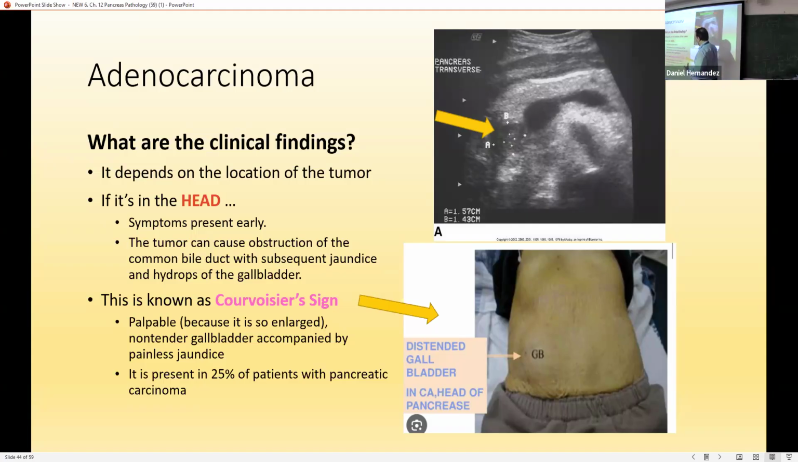That very large dilated gallbladder has a medical term called Courvoisier's gallbladder. So here's a patient's gallbladder, very distended and large, and it actually becomes palpable because it's so enlarged. In about a quarter of patients who have Courvoisier's gallbladder, it's also discovered that they have pancreatic carcinoma.